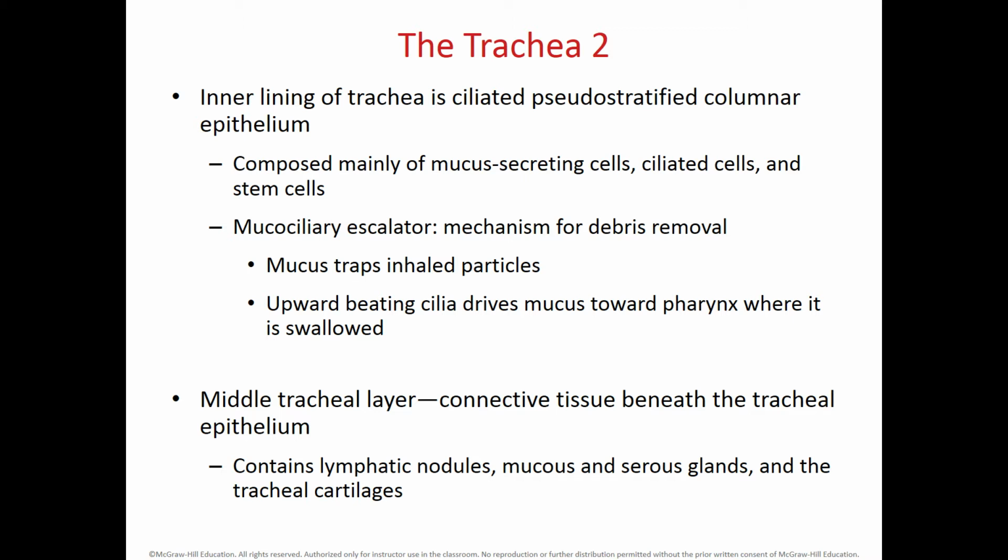Now the middle layer of the trachea is made by this connective tissue that helps to hold the trachea into the surrounding tissue, and within this middle layer of the trachea we have also lymphatic nodules that help us to protect from infections, and then we have mucous and serous glands and the tracheal cartilage.